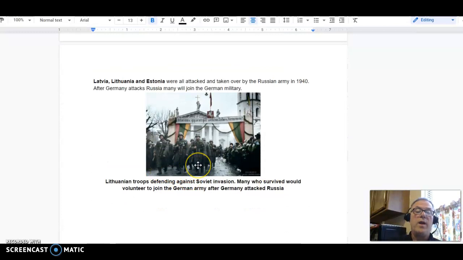Finally, Latvia, Lithuania, and Estonia are also attacked by the Russians. They had given these countries independence in the Brest-Litovsk Treaty. And you see here Lithuanian soldiers who are defending their home in 1940. You see the size of these countries. They were mice fighting against a lion. These Lithuanian soldiers, as well as many from Latvia and Estonia, after Germany attacks Russia in 1941, will side with the Germans to get revenge.